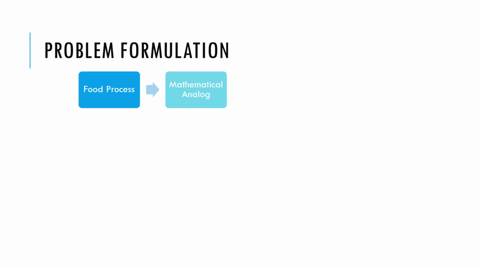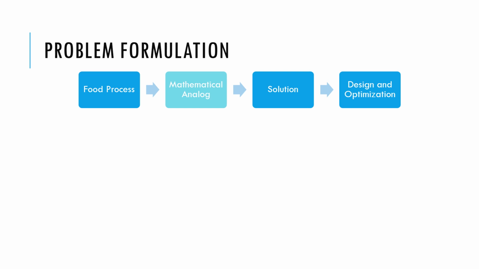General principle number 3. Let's look at a modeling process which goes like this. You take a food process which is in the physical world and you write its governing equation, boundary conditions, properties, and so on, which is the mathematical analog of the physical process. Then, of course, you solve those equations and you do the design and optimization with the solution.